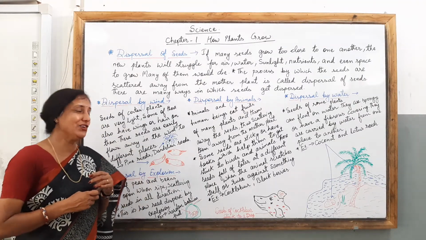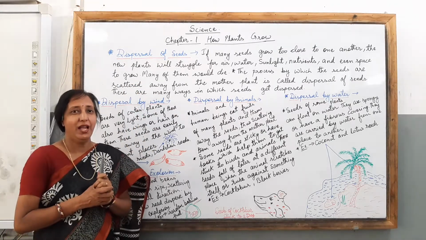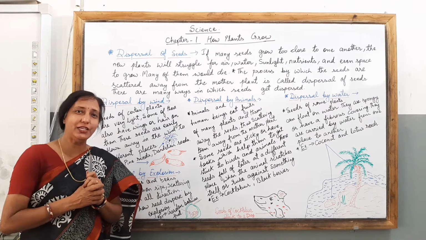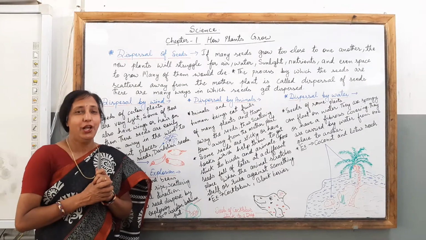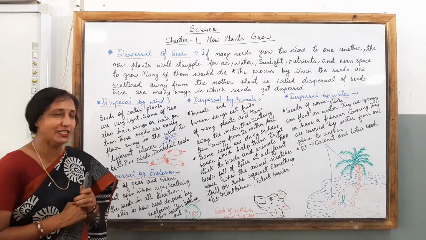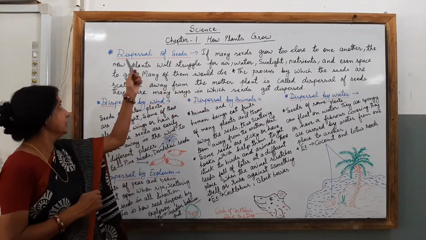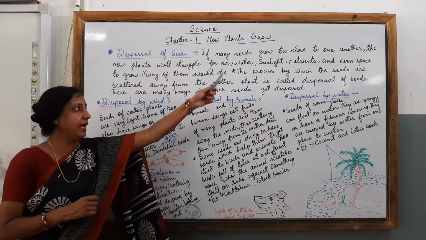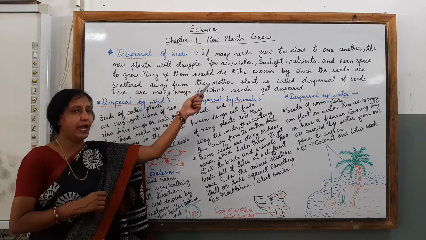And in today's class children we are going to move ahead with the topic dispersal of seeds. Before I start, I assure you that you are going to really enjoy learning about the ways of dispersal of seeds. But before that you must understand what we mean by dispersal of seeds. If many seeds grow too close to one another, the new plants will struggle for air, water, sunlight, nutrients and even space to grow. And many of them would die.